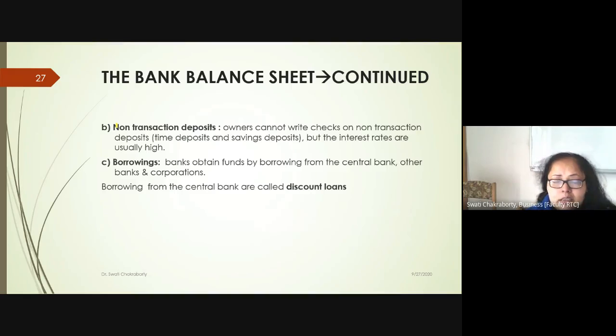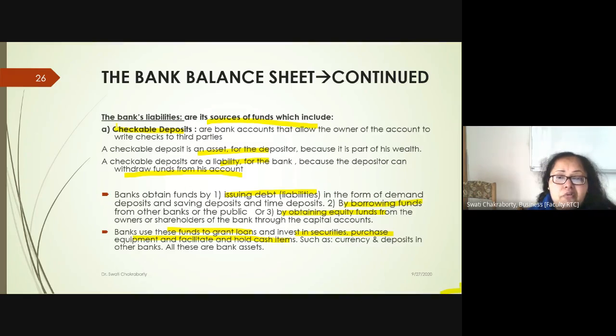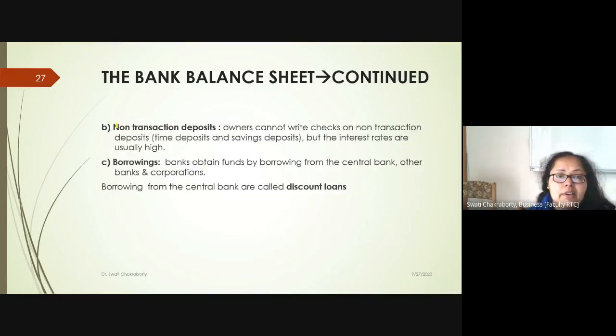Second source of funds under bank liabilities is non-transaction deposits. Here owners cannot write checks on non-transaction deposits, that is time deposits and savings deposits. It takes time: you cannot just withdraw money, you need to give notice, and only after a certain span of time can you actually withdraw money. So it cannot be done so easily. And so the interest rates are usually high here, right?